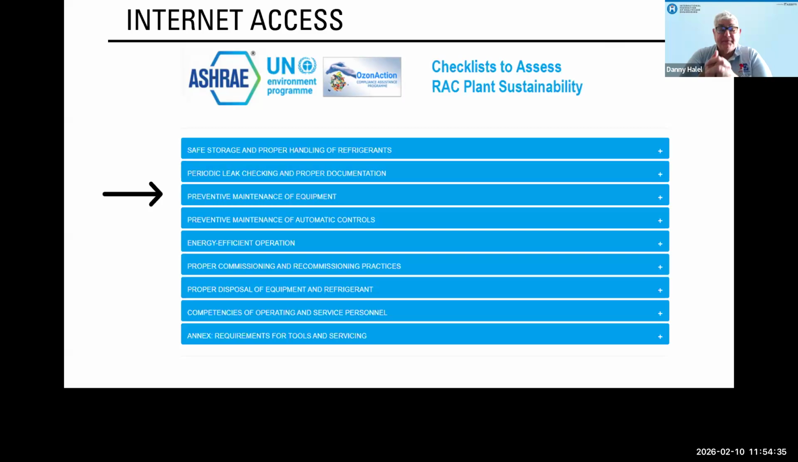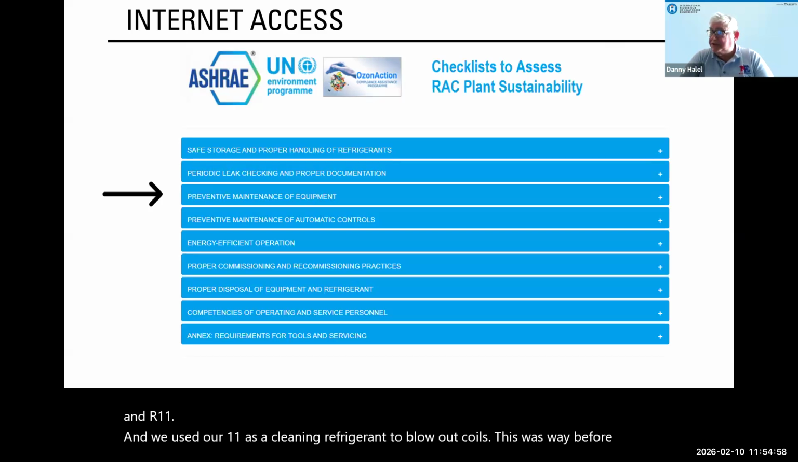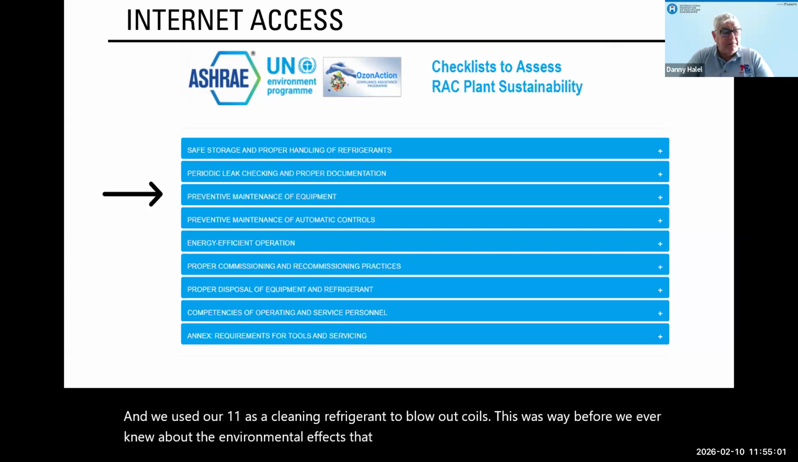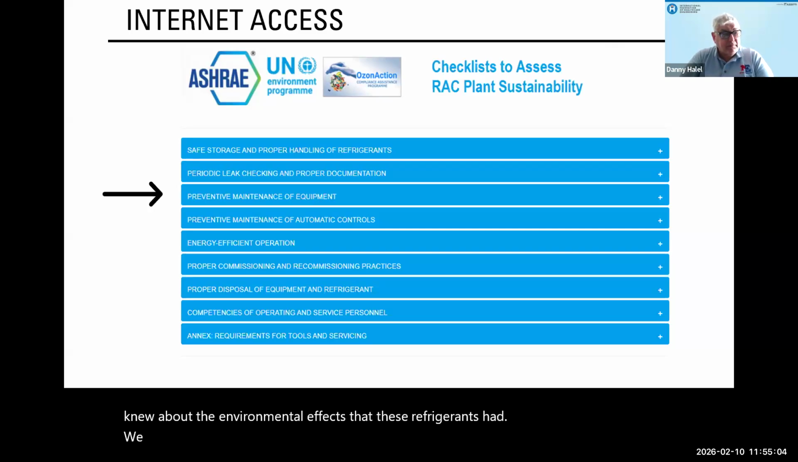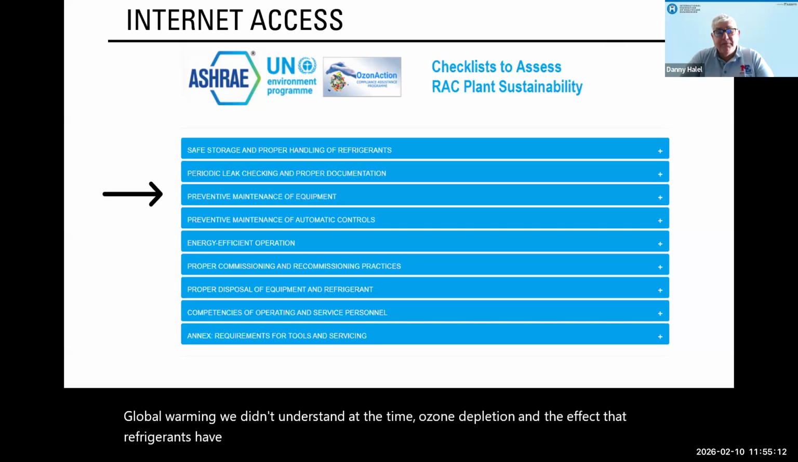That's a very difficult question. Short story. Back in the day when I started in this industry 52 years ago, we had R12, R22, R502, and R11. And we used R11 as a cleaning refrigerant to blow out coils. This was way before we ever knew about the environmental effects that these refrigerants had. We didn't think about global warming. We didn't understand at the time ozone depletion and the effect that refrigerants have on that. And so we didn't ask ourselves those questions.